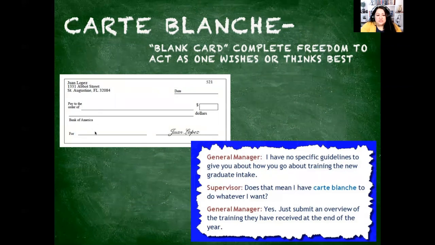If I hired a contractor and I just gave him a blank check and said, I want you to redo the bathroom, and I just gave him a blank check, I'm giving him carte blanche to do whatever he wants, okay? If your manager says, hey, complete this task, I'm not going to give you any kind of input or restrictions, I just want you to get it done, they're giving you carte blanche. They trust you to do what you think is best. Okay.